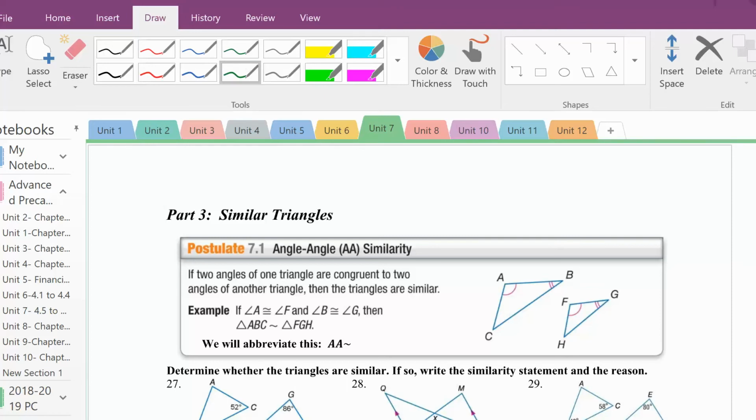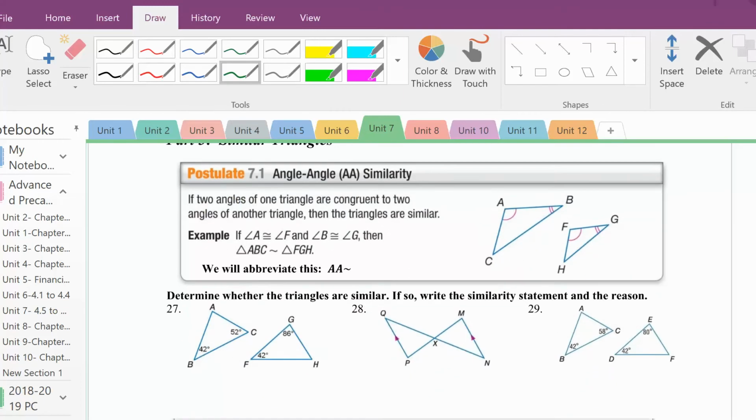The first one is what we call angle-angle similarity. If we say two angles of one triangle are congruent to the corresponding two angles of another triangle, then the triangles are similar. All right, and it's abbreviated AA with the similarity sign.